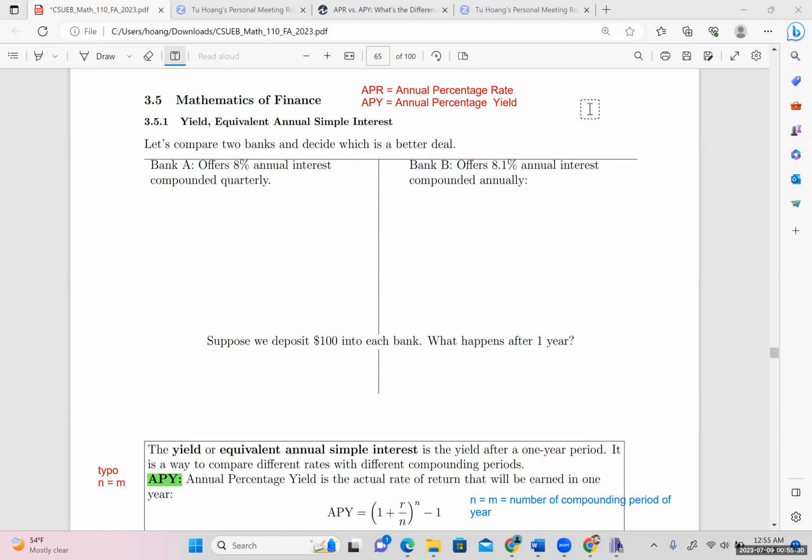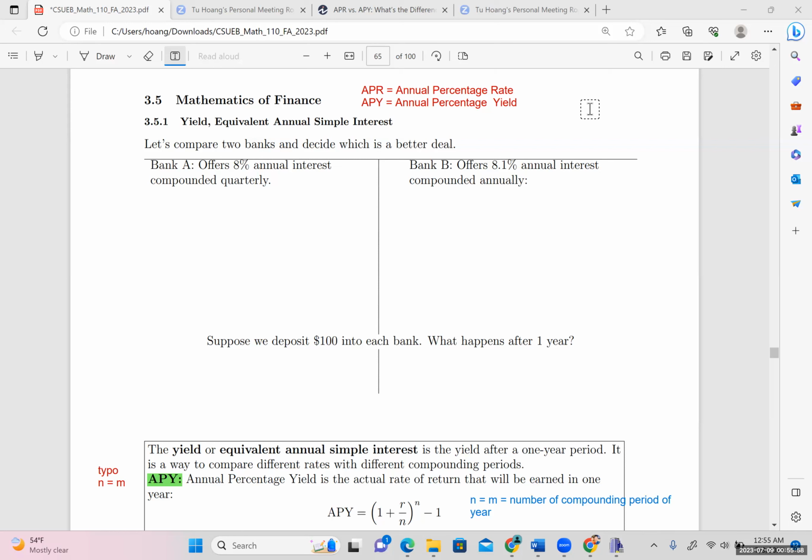Today, I would like to move to section 3.5, mathematics of finance. In this section, we're going to talk about zeros, equivalents, and simple interest. I think you may have seen some things such as APR and APY in real life.